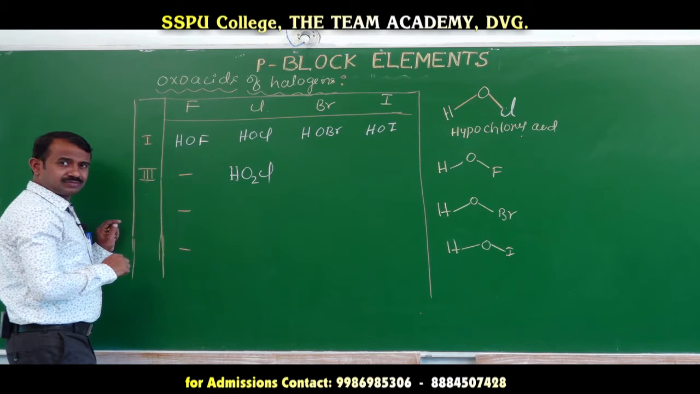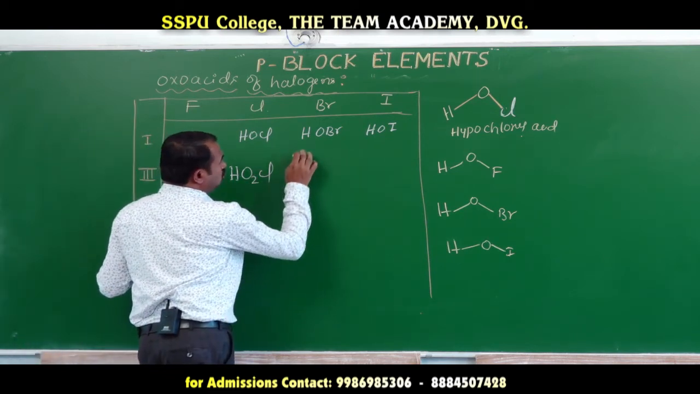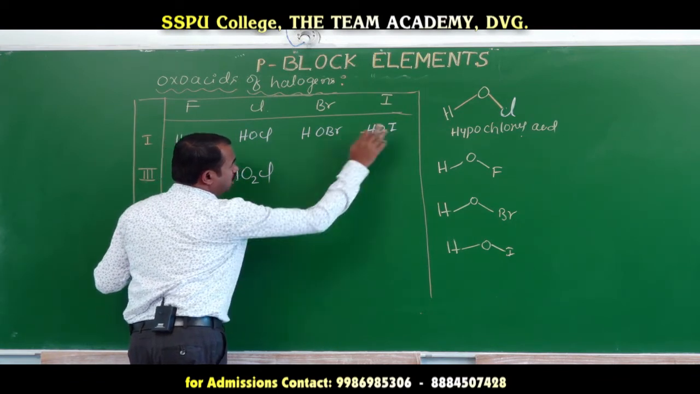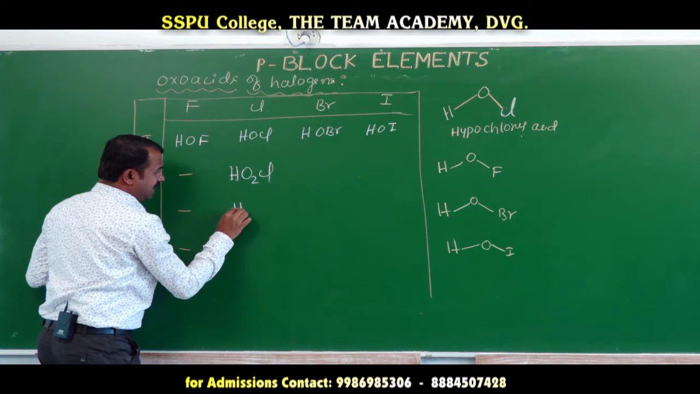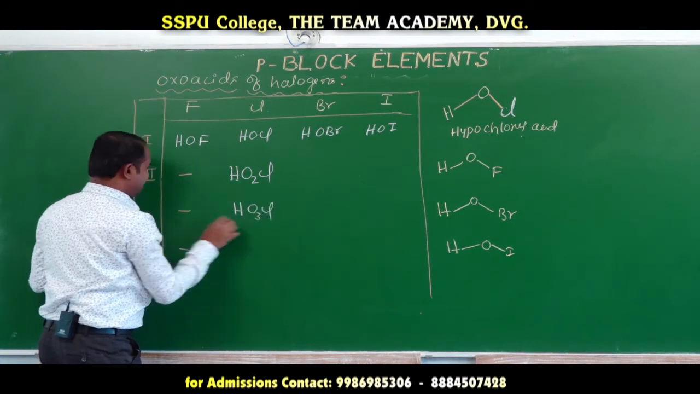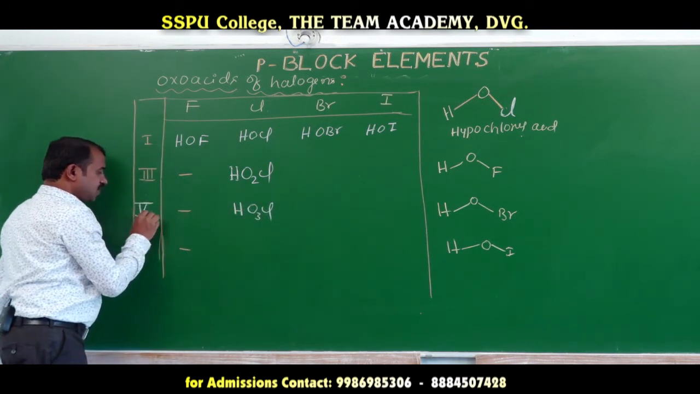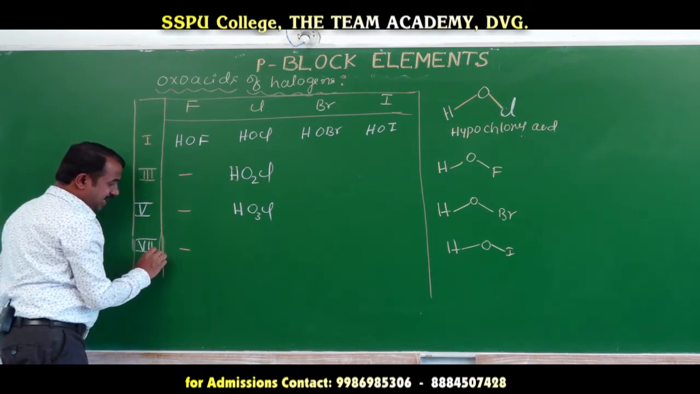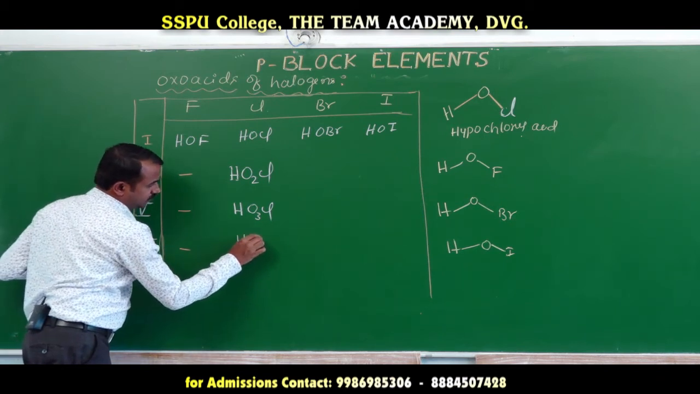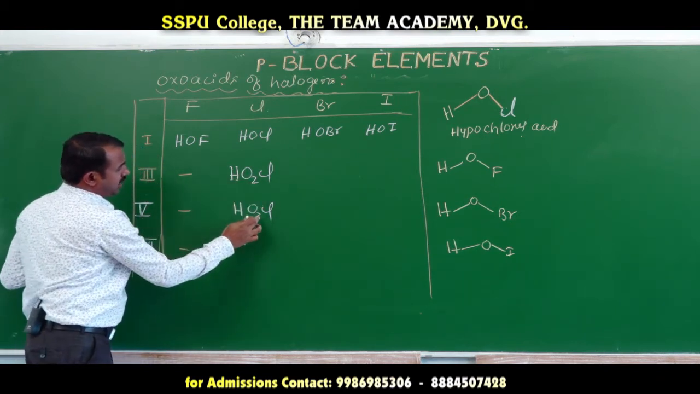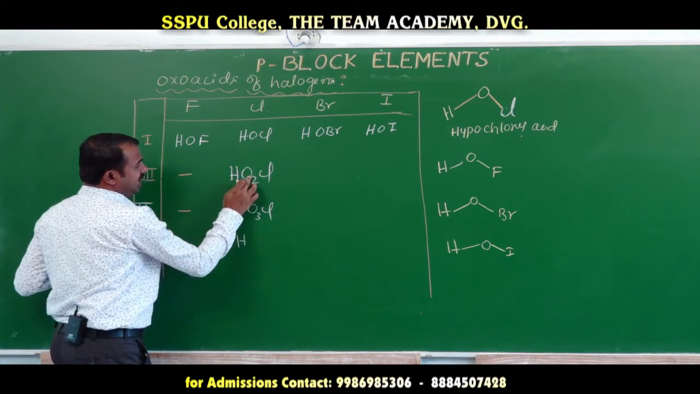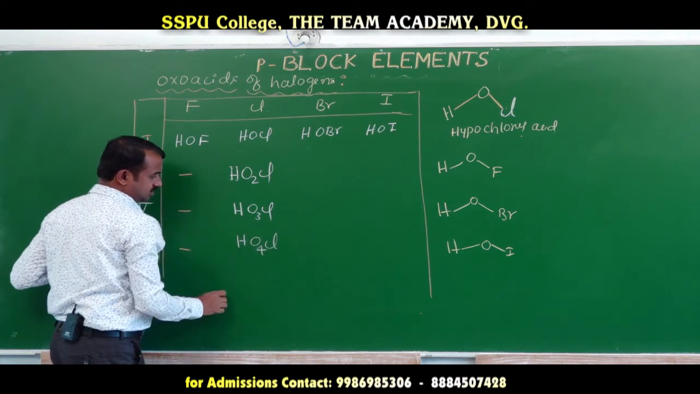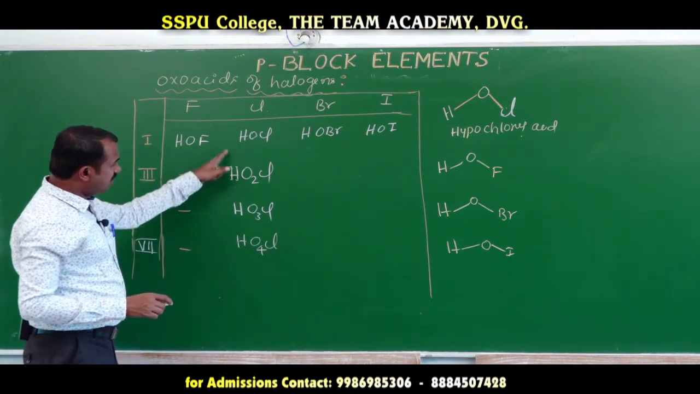HO2Cl. And here also HO2Cl, HO2Br, HO2I. Next one, HO3Cl, oxidation state is 5. Next one, oxidation state is 7. HO4Cl. This is the oxidation state.